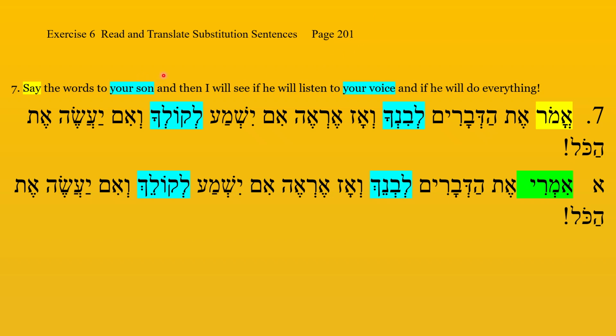And last but not least, on exercise 6, sentence 7. Omor et ha-devarim levincha v'az ertse im yishma lekolcha v'im ya'aseh et hakol. So now we have, again, command form. Say the words to your son, and then I will see if he will listen to your voice, and if he will do everything.